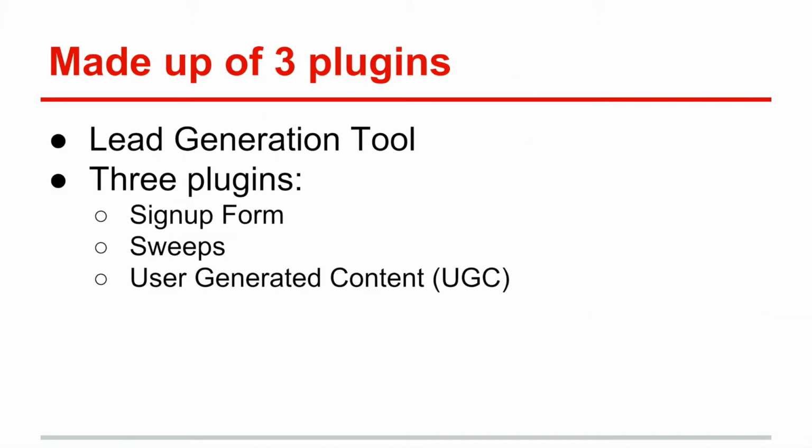Okay, so the 3 plugins that make up this engagement engine are the signup form, the sweeps, and the user-generated content plugin. The most basic one is the signup form. It creates a web form with fields like name, email address, and birthday, and lets business users put these forms on their templates so that consumers can submit their forms. The sweepstakes plugin adds a little bit of functionality to the signup form. It lets consumers enter for a chance to win a sweepstakes.